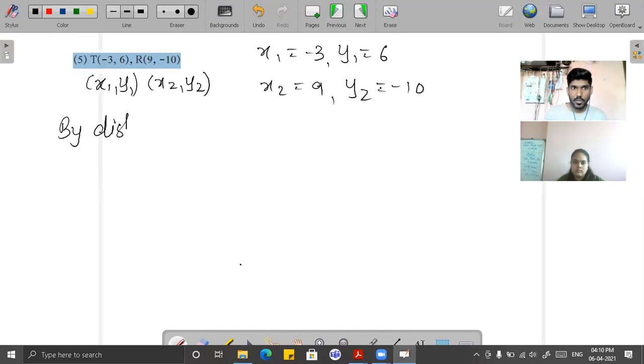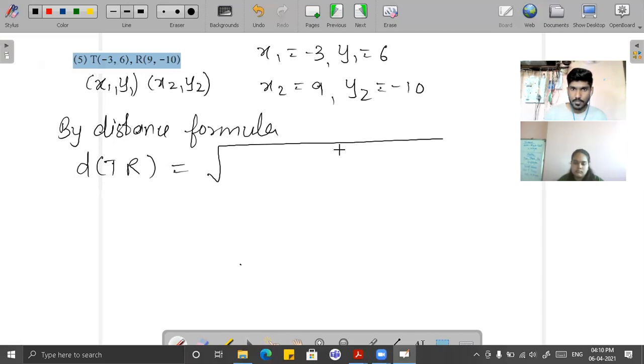So by distance formula, we have distance between T, R. So what is the distance formula? Square root of (x2 minus x1) whole square plus (y2 minus y1) whole square.